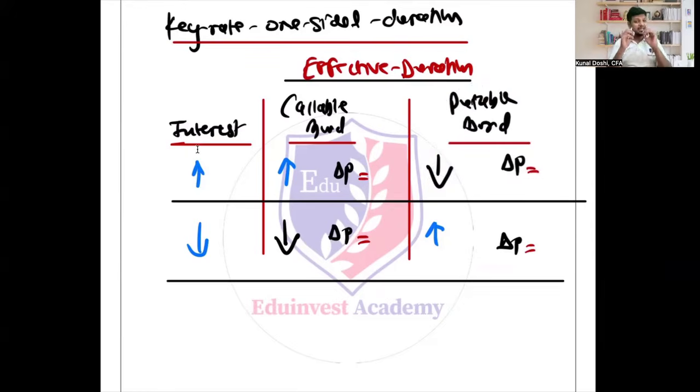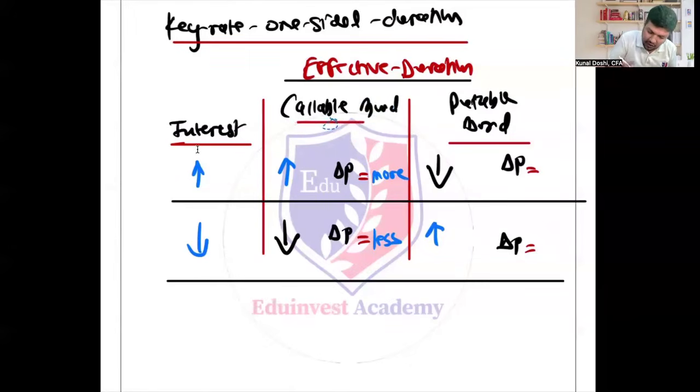So whenever the interest rates increase, the change in price, and whenever the interest rates decrease, the change in price is different. For a callable bond, whenever interest rates decrease, the change in price will not be as high. So it will be less. Understood? Compared to what it should be, here it will be less. Same way, I can say about puttable bonds. This is about callable bonds. This is about effective duration.